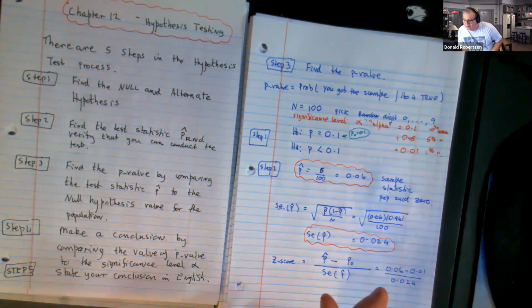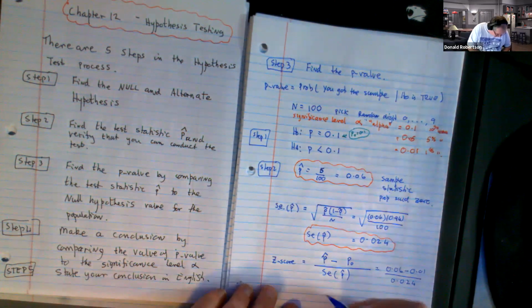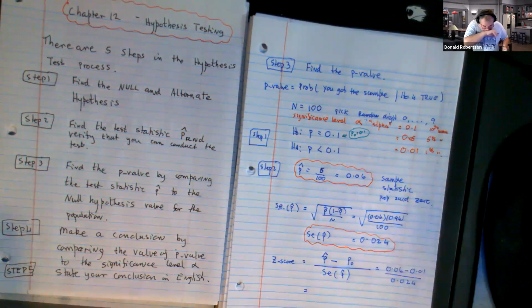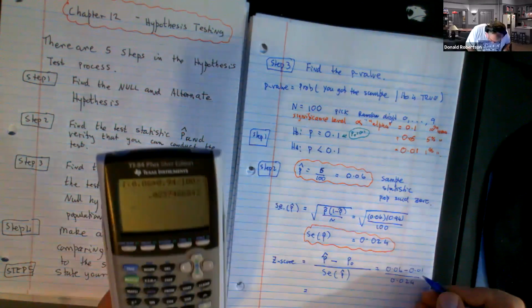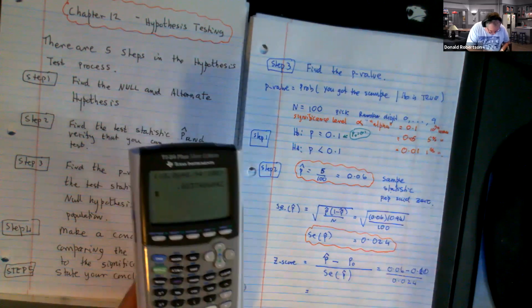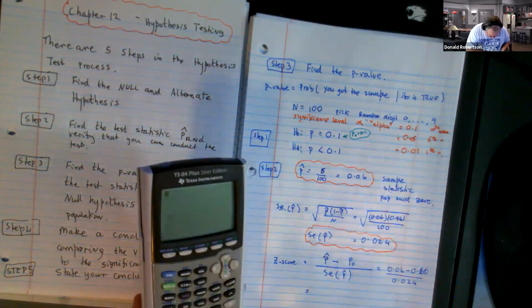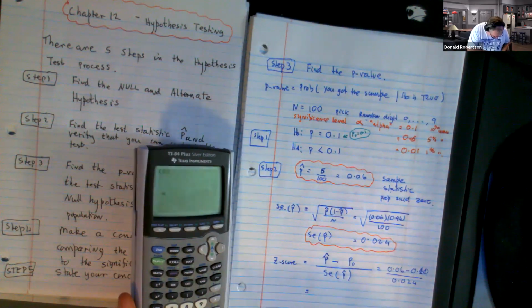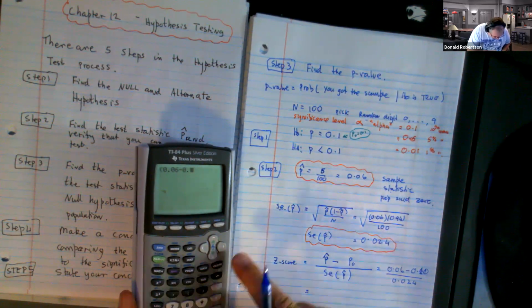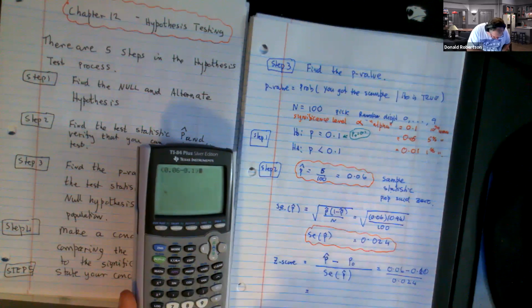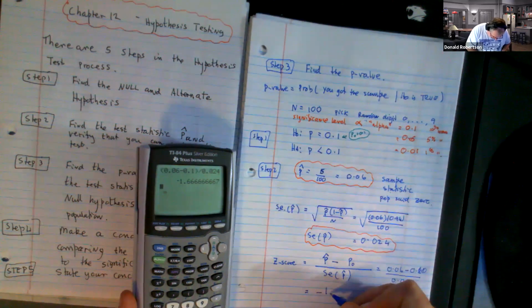Because it is, right? So in this case, isn't P naught 0.1 and not 0.01? It is, thank you. And put a bracket around it. And so it's 0.06, take away 0.1, and divide the whole thing by 0.024. And the answer I get here is negative 1.67.